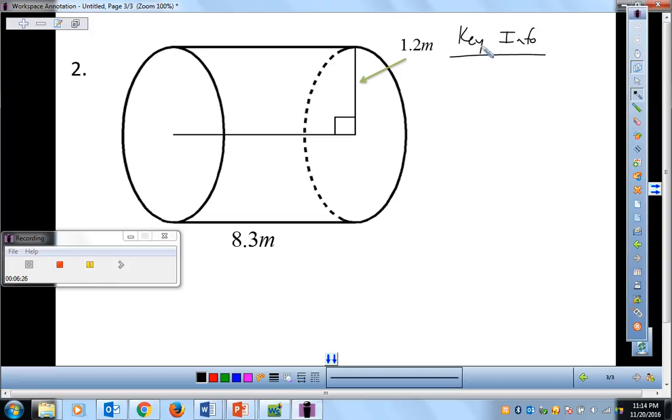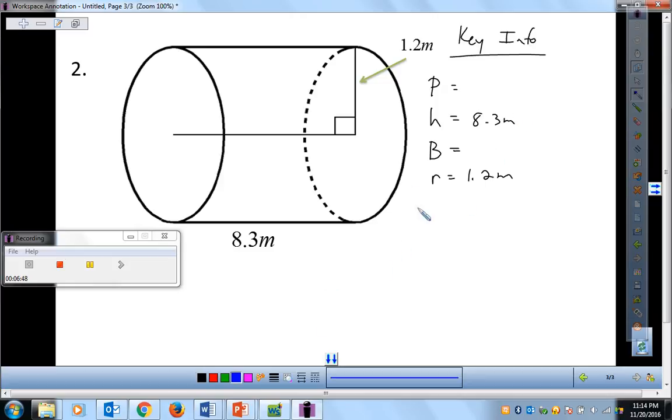And again, just as before, it's just from yesterday. We have the perimeter of the base, we have the height of the prism, the area of the base, and again, new for today is the radius. So let's start with the radius, 1.2 meters. The height of the prism, 8.3 meters.